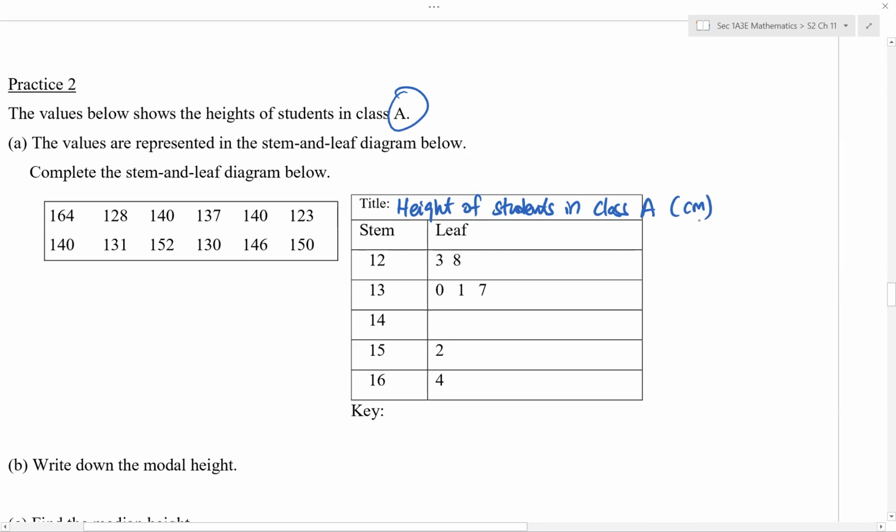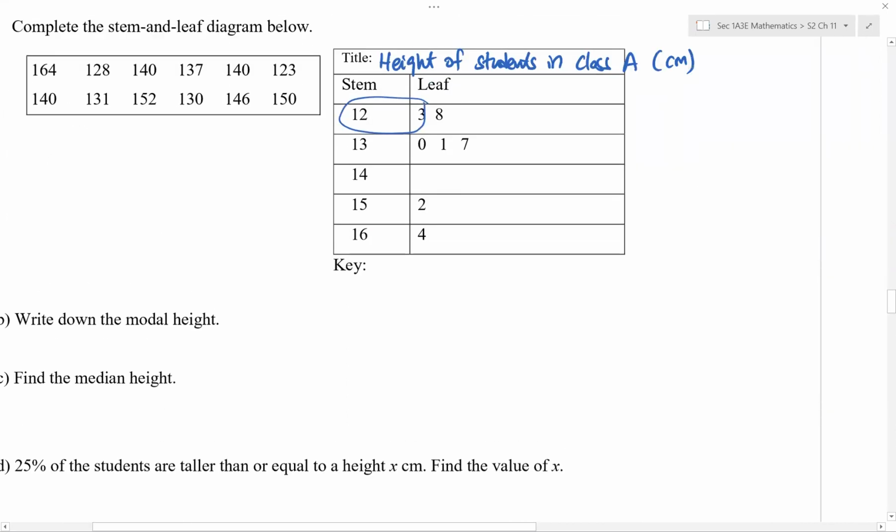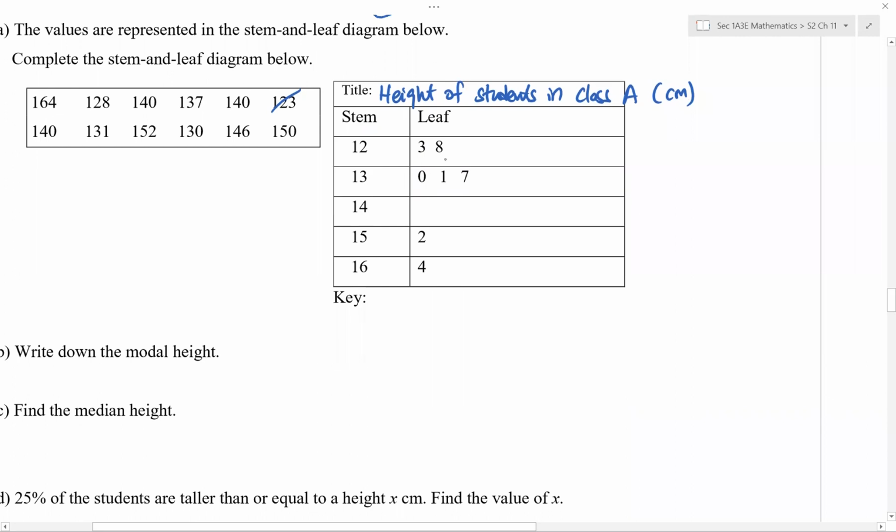So let's start off with the stem 1, 2. We don't call it 12. Let's just call it 1, 2, and then we have a 3 over here. So 1, 2, 3. Let's cancel that off. Okay, 1, 2, 3. Then we have 1, 2, 8. Search for the 1, 2, 8. Okay, 1, 3, 0, 1, 3, 1, 1, 3, 7. Then move on to 1, 5, 2, 1, 6, 4.